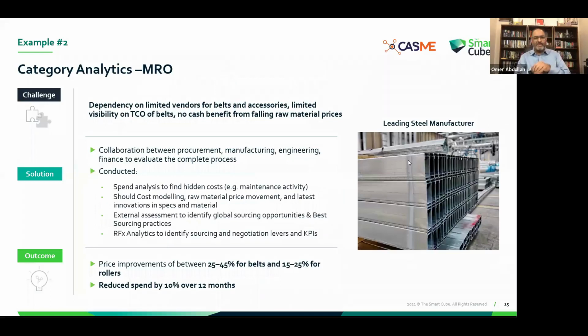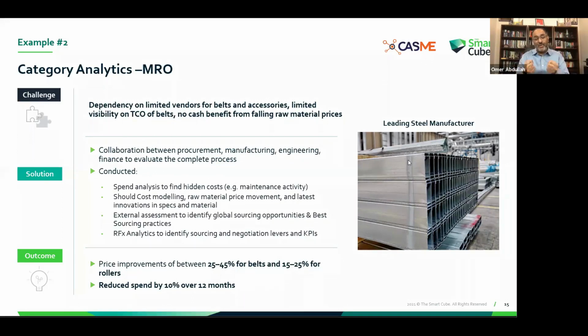Let's go to another example. This one is around category analytics, and particularly for MRO. In this situation, there's a steel manufacturer, a hot industry at this point in time, that had a lot of dependency on limited vendors for belts and accessories, limited visibility of the total cost of ownership on belts, and no cash benefit from falling raw material prices. Maybe in different contexts, that resonates with a lot of us, right? So what they ended up doing, this is the next level of complexity that we sort of think about, right?